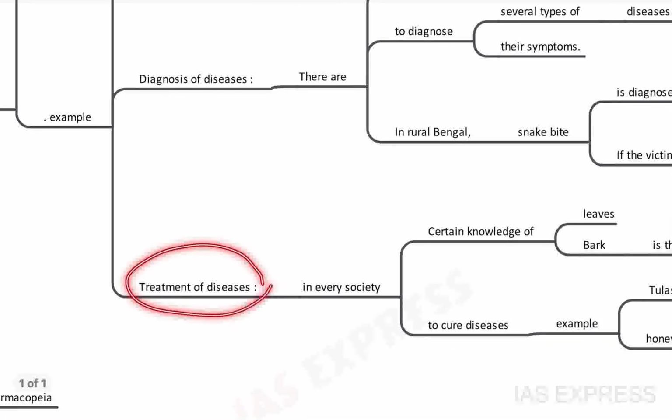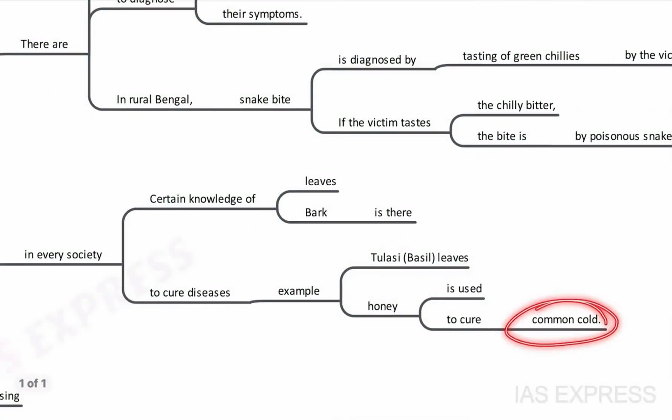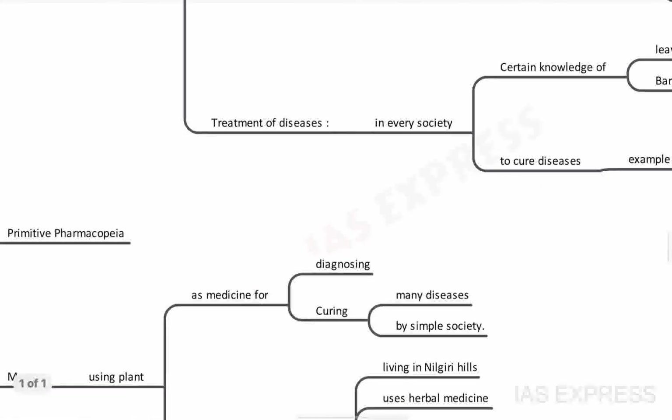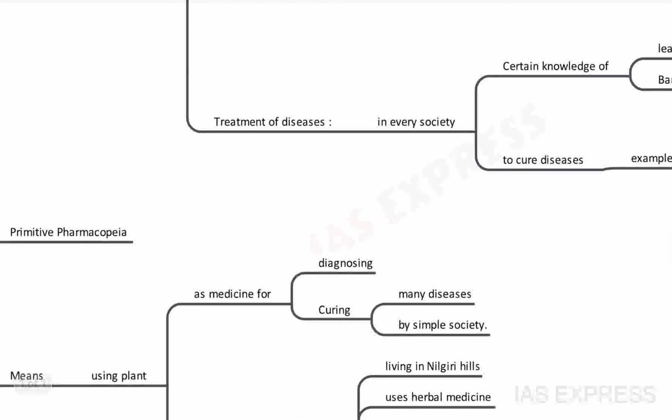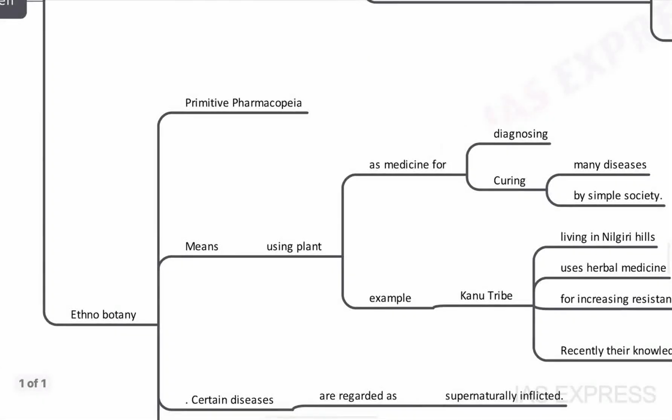Now again, the treatment of disease: in every society, certain knowledge of leaves and bark of trees is present to cure diseases. For example, we already know tulsi leaves and honey are used to cure common cold, sore throat, all that. We used to drink kadha when we got a common cold. Even during corona time, you would all know, to improve your immunity it was suggested to drink kadha. Although there were many reports that there is no scientific backing, and some reports that there is, we will not go into that controversy.